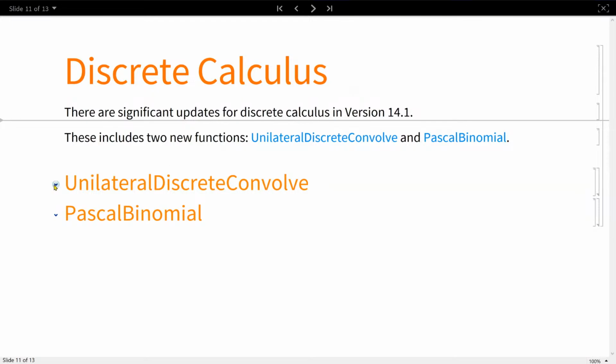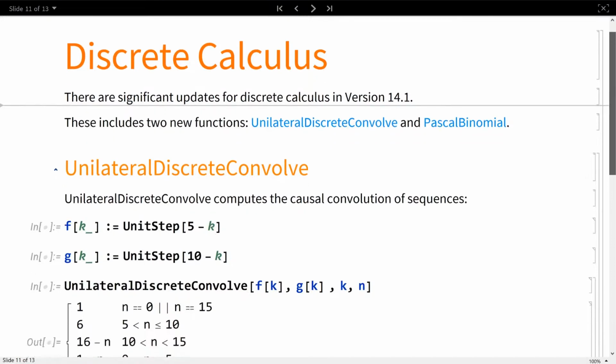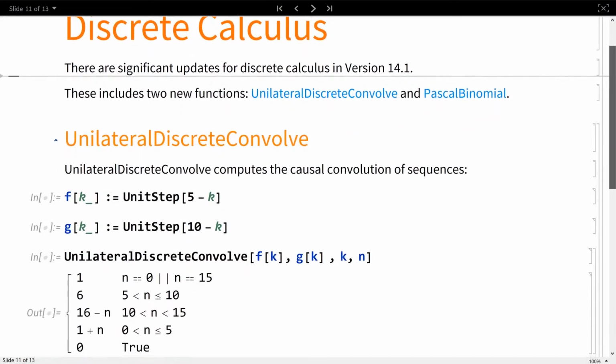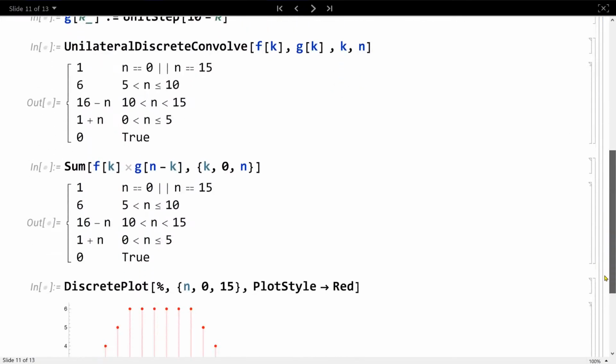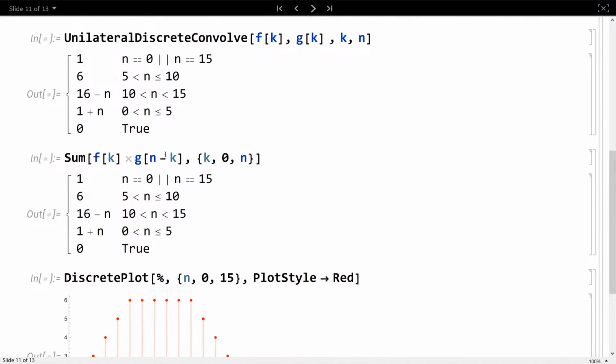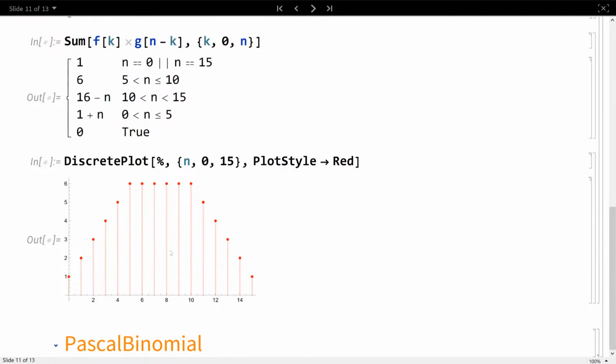So the first function is really for computing the causal convolution of sequences. And that's often what people want when they ask us to do a discrete convolution. So we have DiscreteConvolve, and now we have the unilateral version of that. So here are two unit step sequences. You run a convolution on them, get back a piecewise function, and really what's happening underneath is that they're being convolved using a sum computation, the typical convolution sum. And if you do a discrete plot, you see that in fact there is some smoothing out effect even in this rather simple situation.